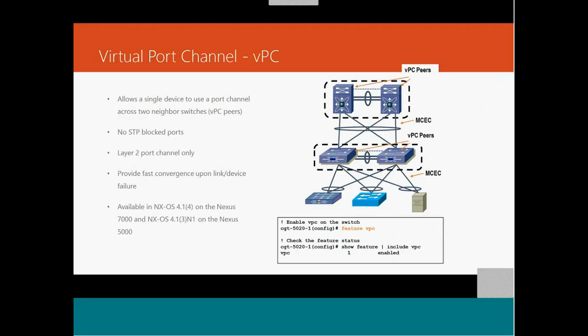So again, what it provides is, as I mentioned, there are no blocked ports. It's a Layer 2 port channel only. Again, it provides faster convergence. With a link failure or device failure scenario, you get better access. And obviously, it's a port channel between the two peers. The link between the two devices which form the port channel is called the peer link. The devices that peer with each other over it are called the vPC peers.